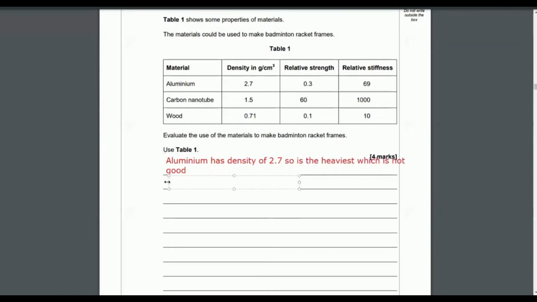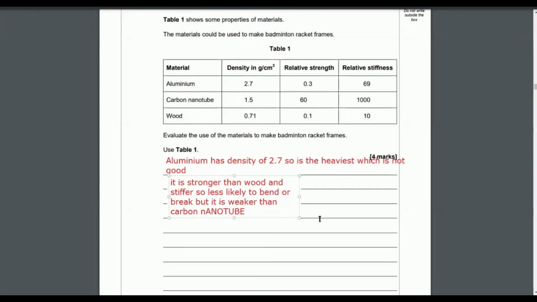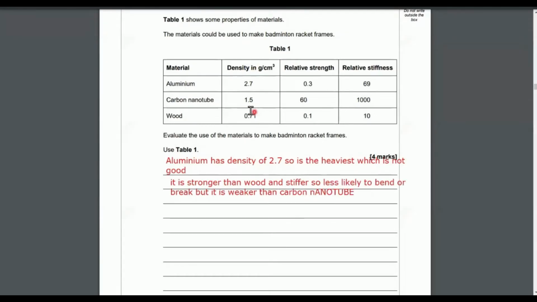Okay, here we go. So aluminium has a density of 2.7. So it's the heaviest, and that's not so good. It's stronger than wood and stiffer, so less likely to bend or break, but it's weaker than the carbon nanotube.